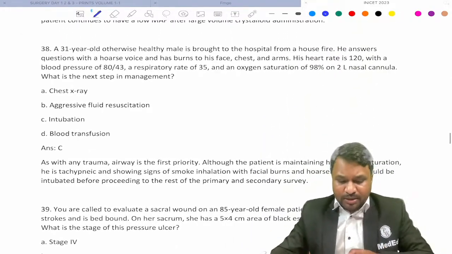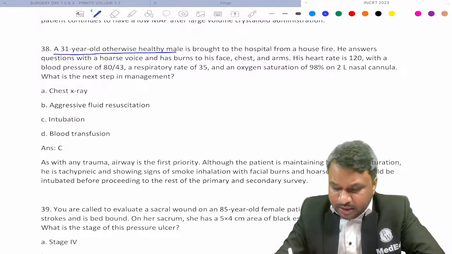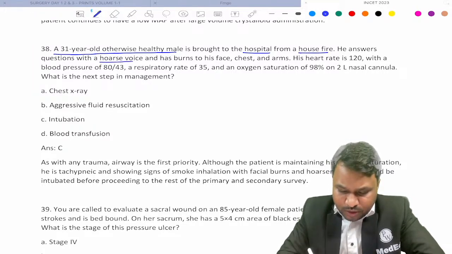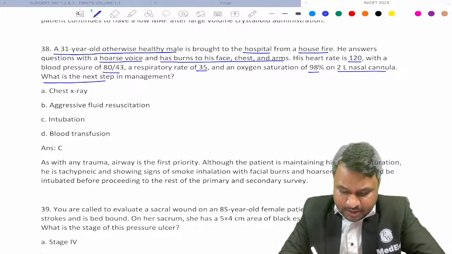Now, question number 38. I have a 31-year-old otherwise healthy male. He has been brought to the hospital from a house fire. He answers the question with hoarseness of voice and has a burn to his face, chest and arms. His heart rate is 120. His blood pressure is low, respiratory rate is high, the saturation is 98 with 2 liters of nasal cannula. What is the next step in the management?